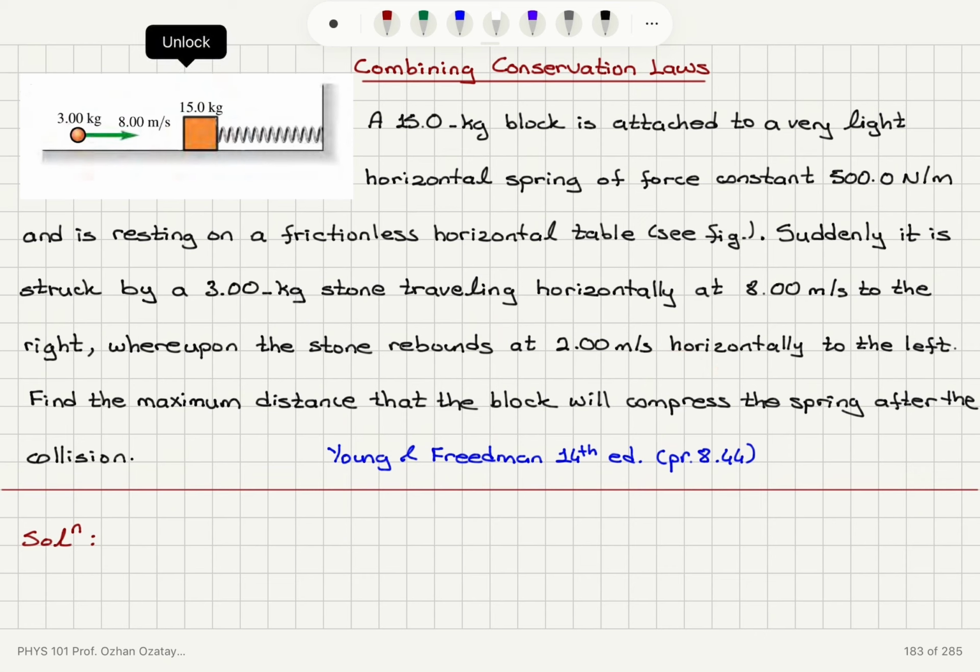So the stone hits the block, compresses the spring, and rebounds eventually at 2 meters per second. Find the maximum distance that the block will compress the spring after the collision.